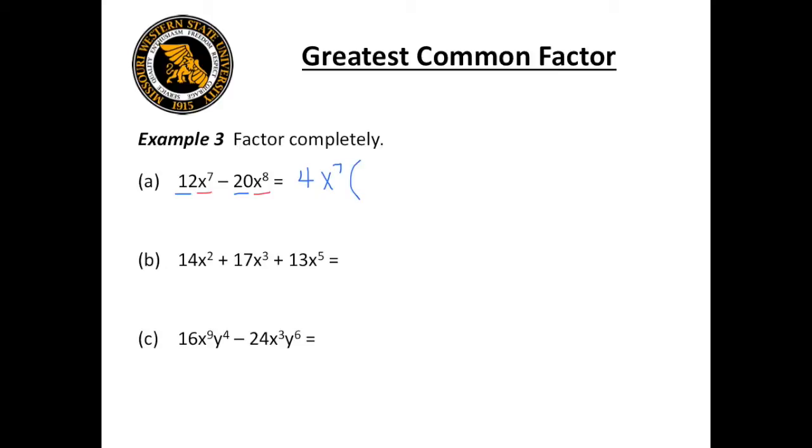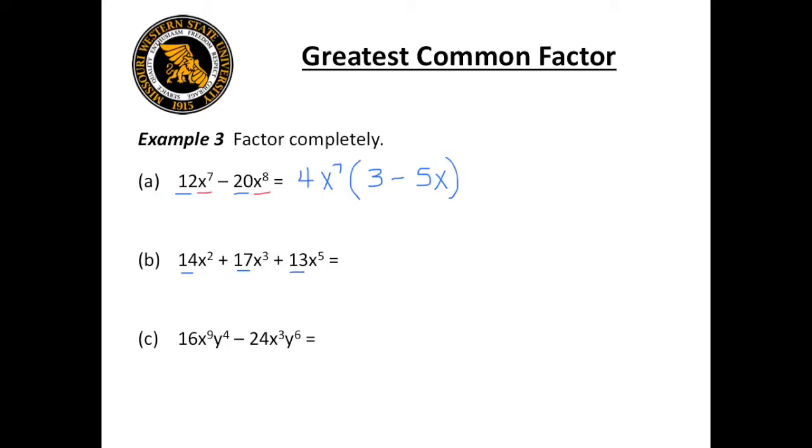And when we divide each term in our original expression by 4x to the 7th, we're left with 3 minus 5x. In example 3b, we have 3 terms in our original expression. Looking at the numerical coefficients, we notice that the only common factor amongst those 3 coefficients is the number 1.